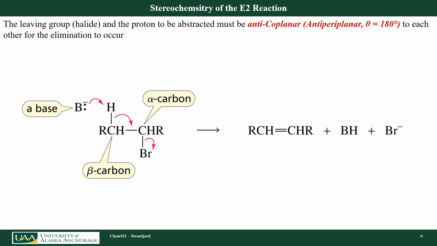As mentioned earlier, the leaving group and the hydrogen must be antiperiplanar. This is also sometimes called anticoplanar. We also have designations for the different carbons that the leaving group and the hydrogen are attached to. The alpha carbon is the carbon where the leaving group is attached, and the beta carbon is the carbon that the hydrogen that is removed is attached to. So we have alpha and beta carbons.